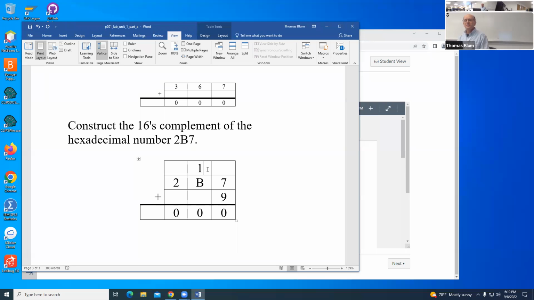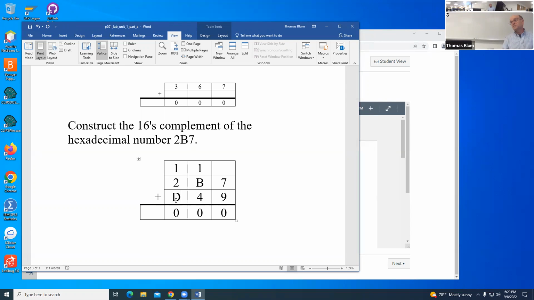A is 10, so B is 11, 12, and 4. I need a 4. Last but not least, I have a 2, so I need what? Just tell me in decimal what I need. 13. Yes. A is 10, 11, 12, 13, so that's D.